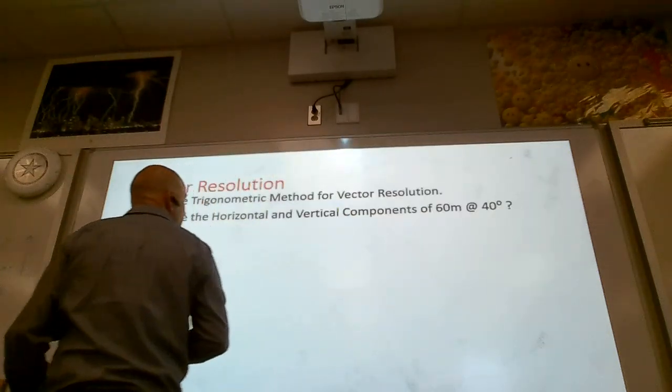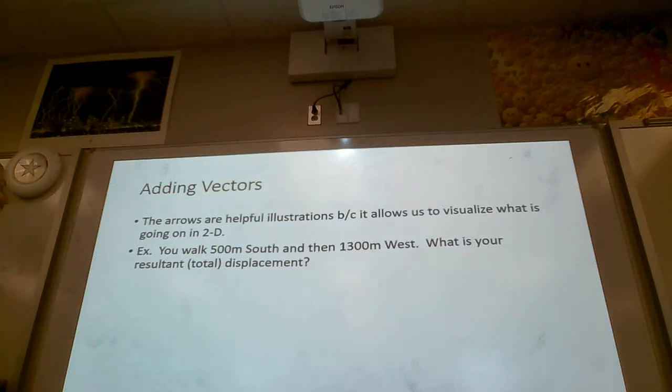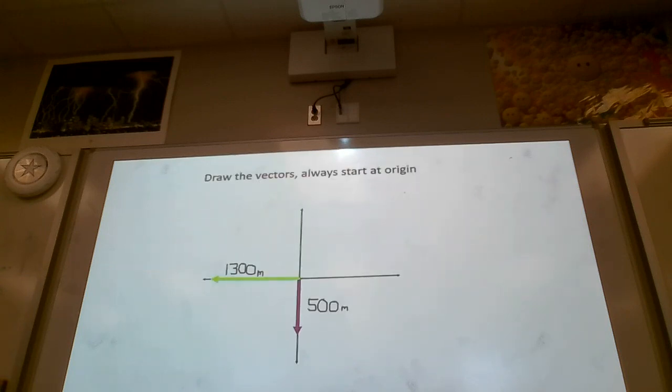So we're going to use these vector arrows to help us illustrate vectors graphically. So to find the resultant, let's take this scenario. Let's say you walk 500 meters south and then 1,300 meters west. What is your resultant or your total displacement of that trip? Okay. So we're going to put these vectors on a coordinate plane. You got 500 meters south, 1,300 meters west.